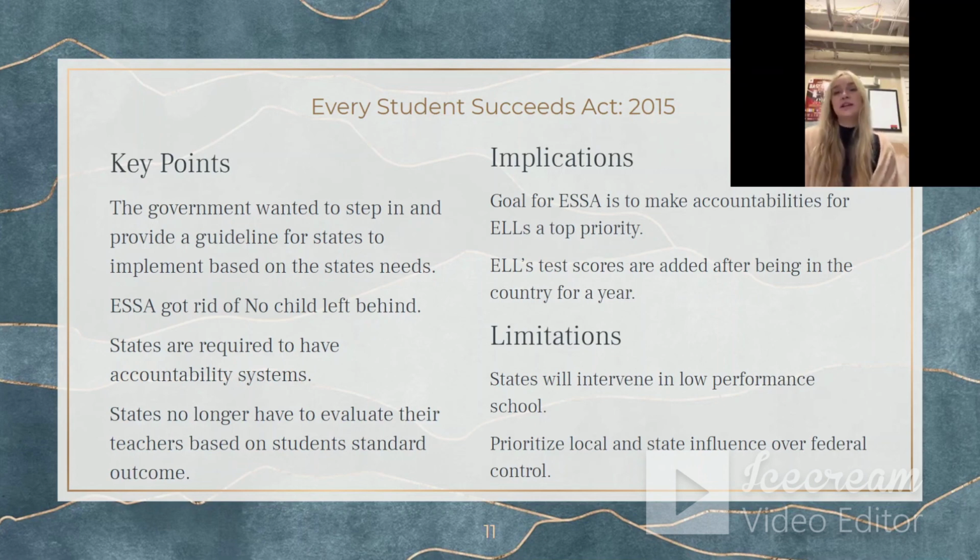The goal for ESSA is to make accountability for ELLs a top priority. ELLs' test scores are added after being in the country for a year, not the first year that they get there. But they will still be examined no matter what. The limitations are states will intervene for low performance schools, 5% and under, and people tend to prioritize local and state influence over federal control.